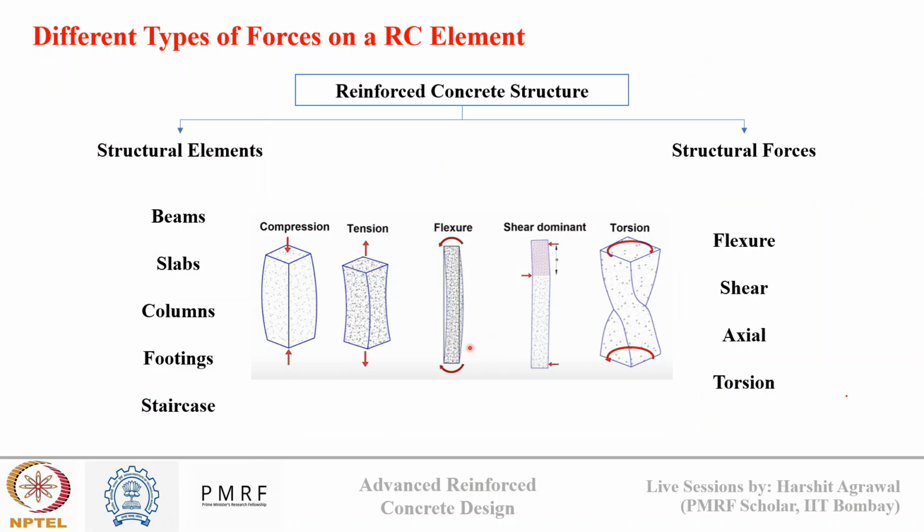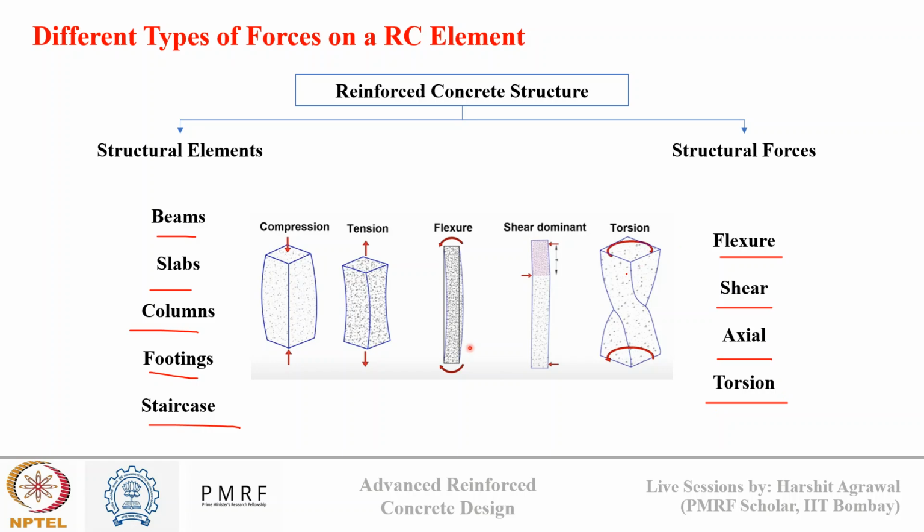Now, when we talk about a reinforced concrete structure, it is made up of several different structural elements, which are mainly classified as beams, slabs, columns, footings, and staircase. Now, these elements are often subjected to one or more types of forces. It can be under flexural force, shear force, axial force, or torsional force.